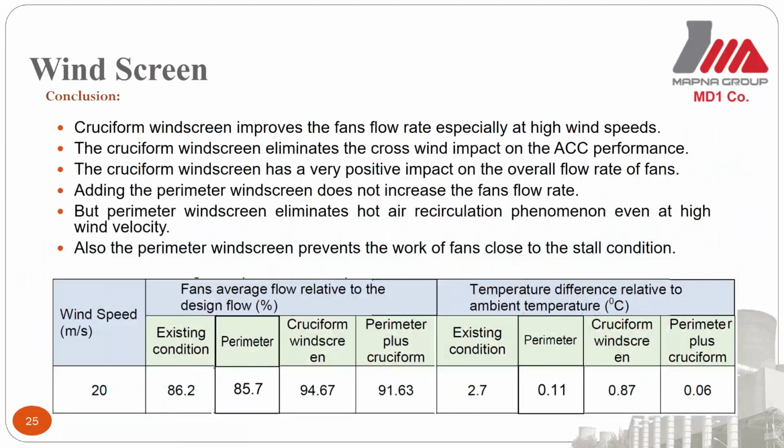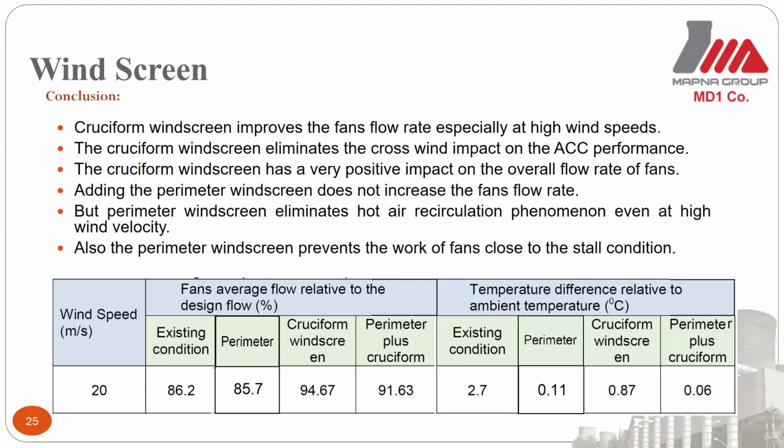As a result, the cruciform window screen improves the fan flow rate, especially at high wind speeds. It eliminates the crosswind impact on the ACC performance, and also it has a very positive impact on the overall flow rates of the fans. Adding the perimeter window screen does not increase the fan flow rate, but it eliminates the hot air recirculation phenomenon at high wind velocity. Also, the perimeter window screen prevents fan operation close to the stall point.